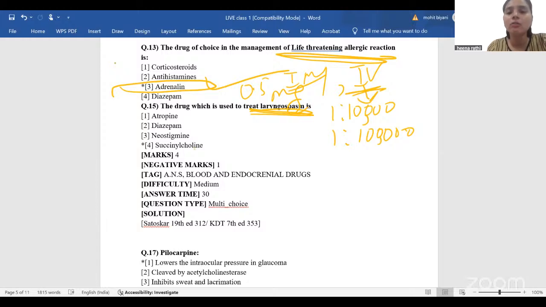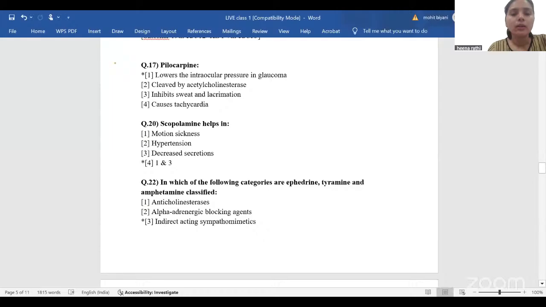Atropine is the anticholinergic, which will cause this bronchoconstriction. Diazepam is the benzodiazepine. This neostigmine is a cholinergic drug, which will cause the bronchoconstriction, which will cause this constriction of the smooth muscles. So we will give this succinylcholine, which is going to have skeletal muscle relaxant action.